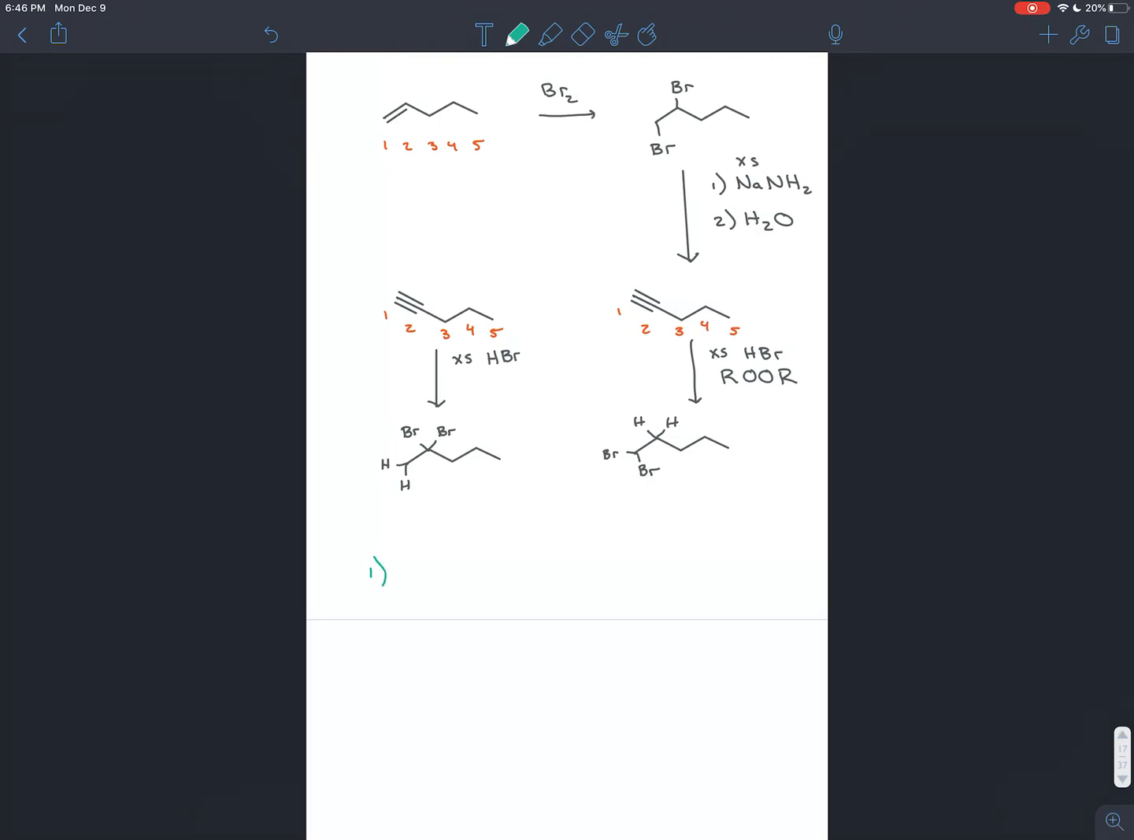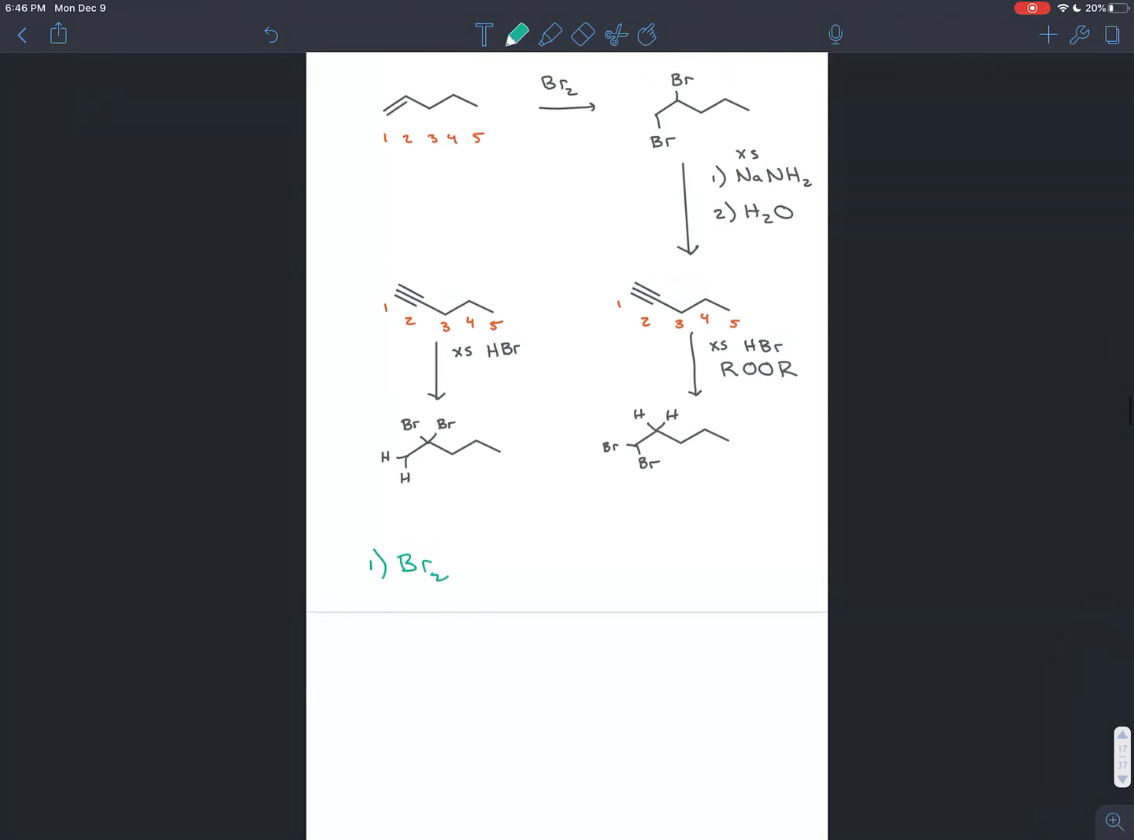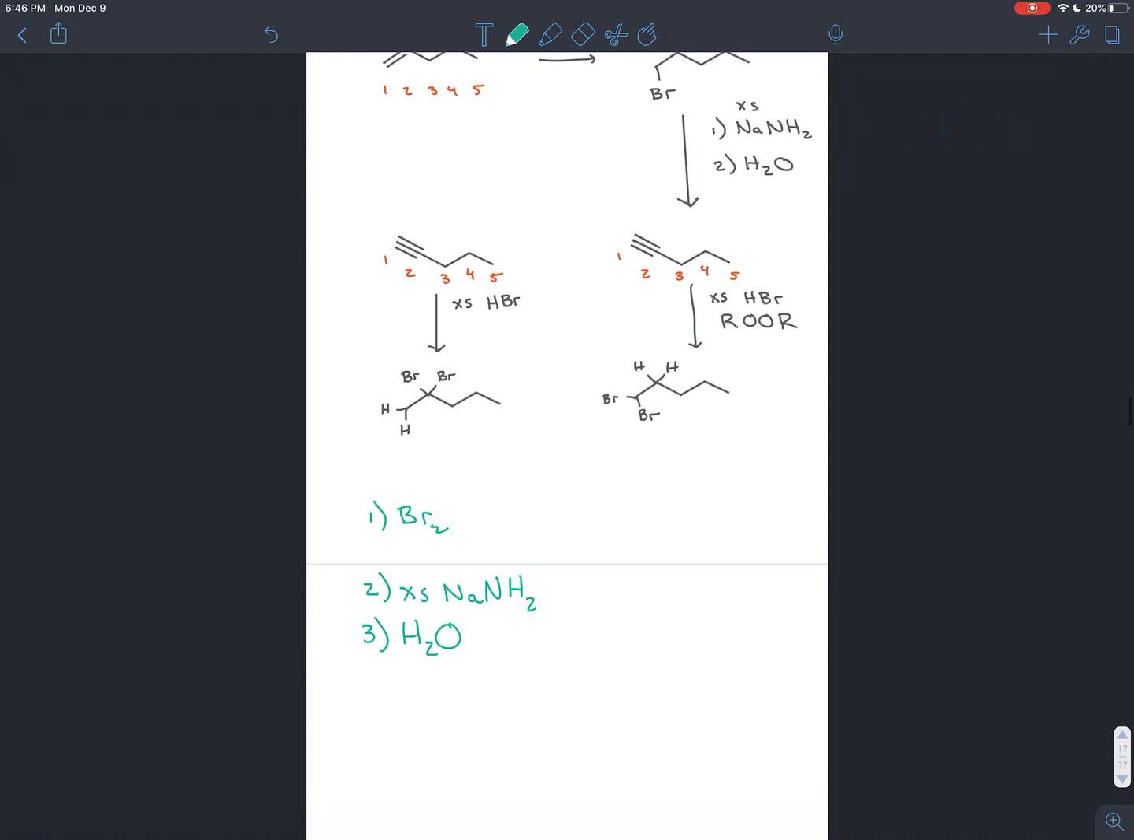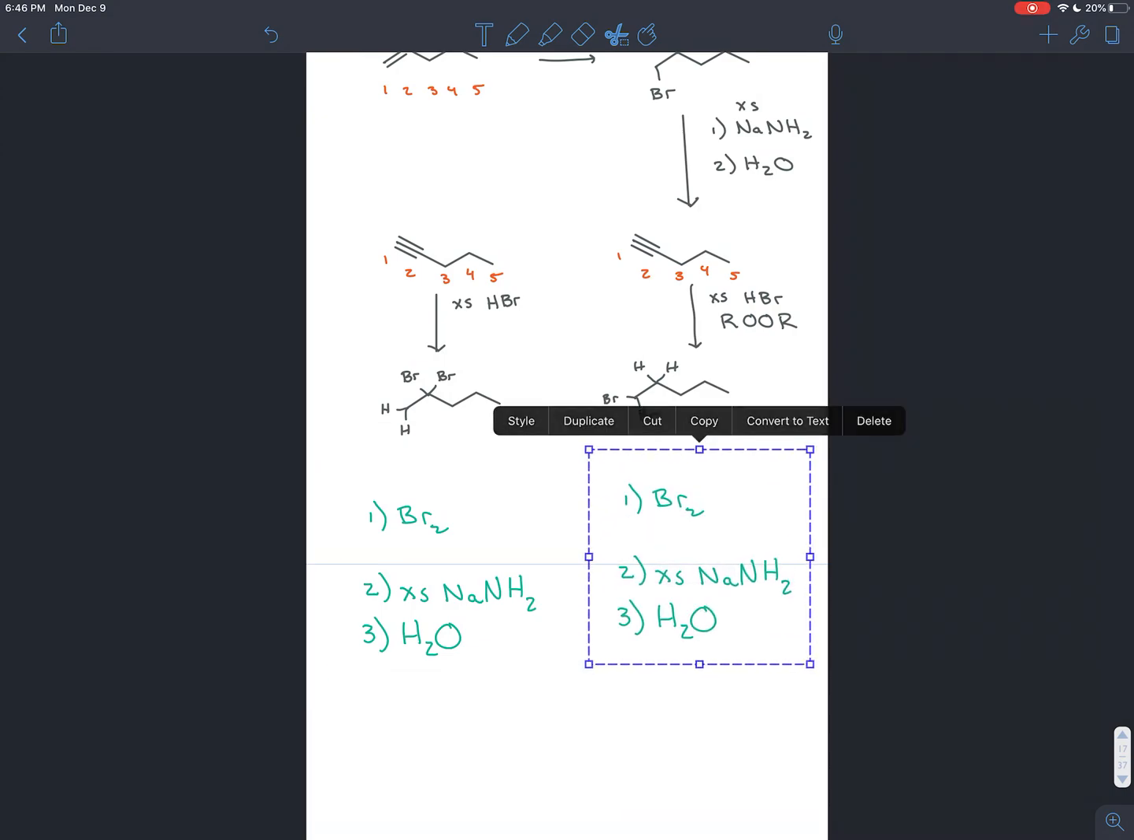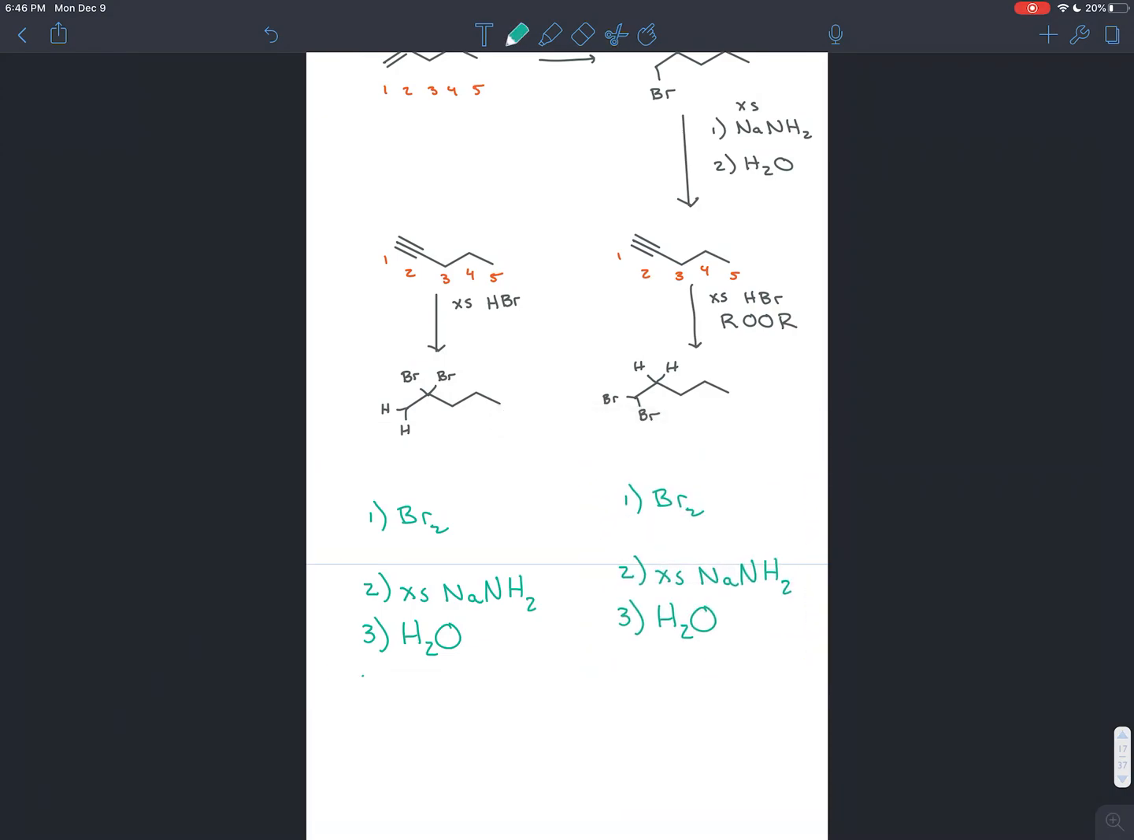start with 1-pentene and add first Br2 to get this dihalide, from which you can make an alkyne using first excess sodium amide, but because that would rip off the terminal hydrogen, you have to stabilize that with a water wash after it does the eliminations. And so these three steps will be the same in both of these possibilities. What's different is the last step.